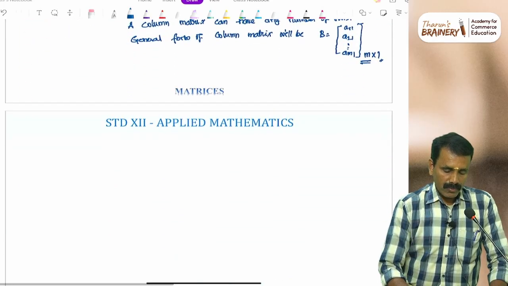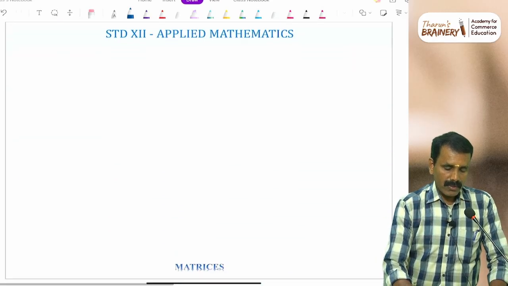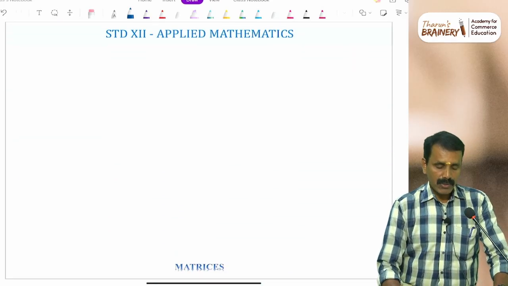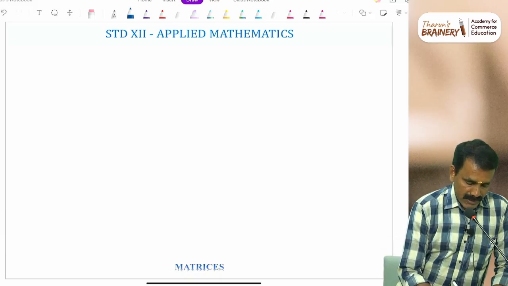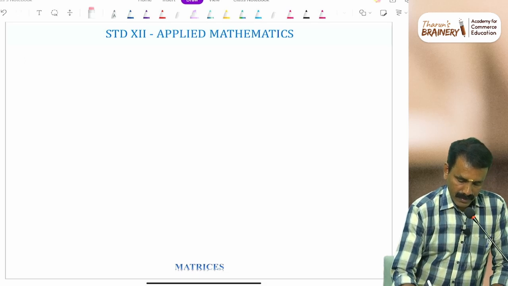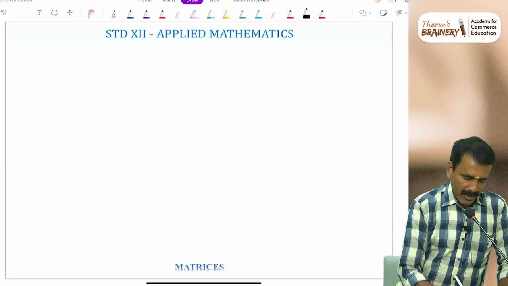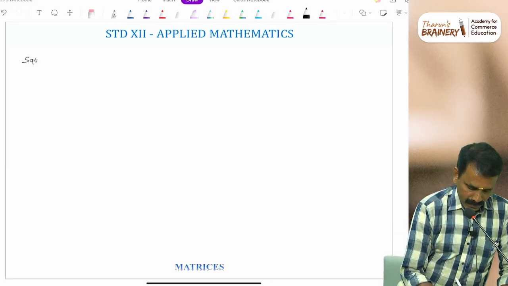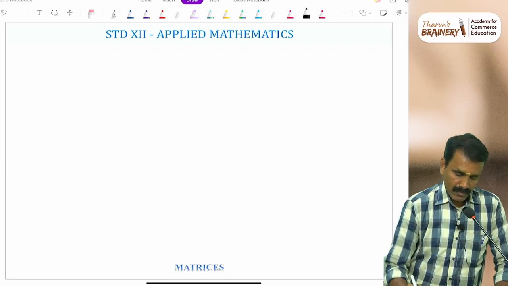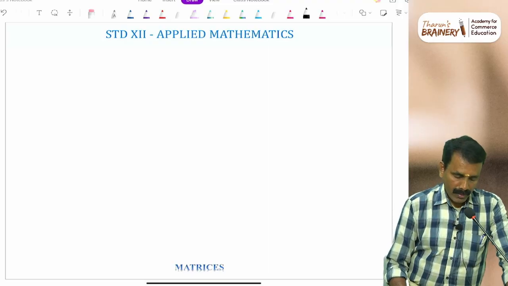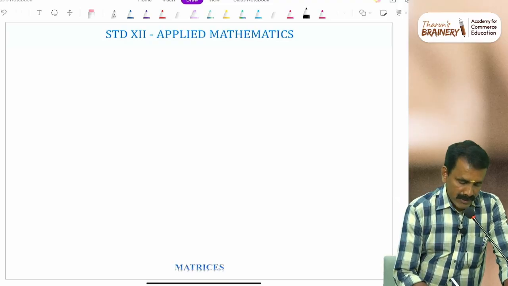Next we move on to the square matrix. This word itself will give you the idea. What is a square matrix? Now we define what a square matrix is.